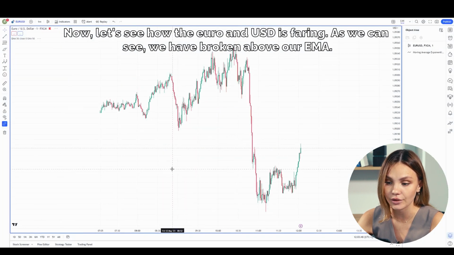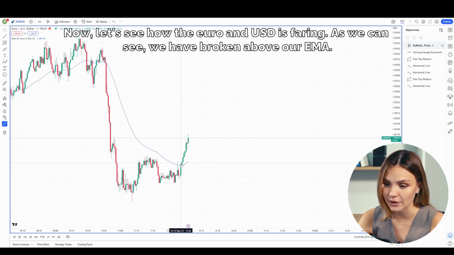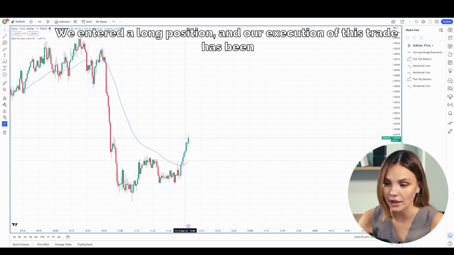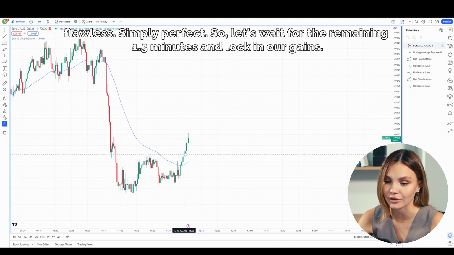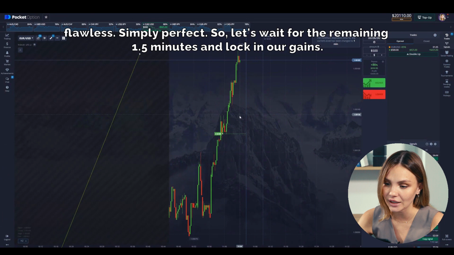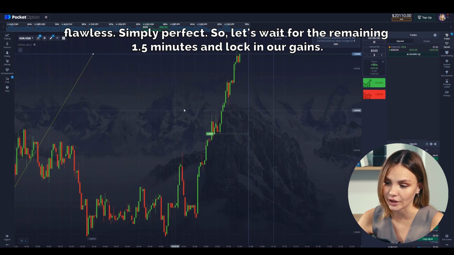Now let's see how the Euro and USD is faring. As we can see, we have broken above our EMA. We entered a long position and our execution of this trade has been flawless. Simply perfect. So let's wait for the remaining 1.5 minutes and lock in our gains.